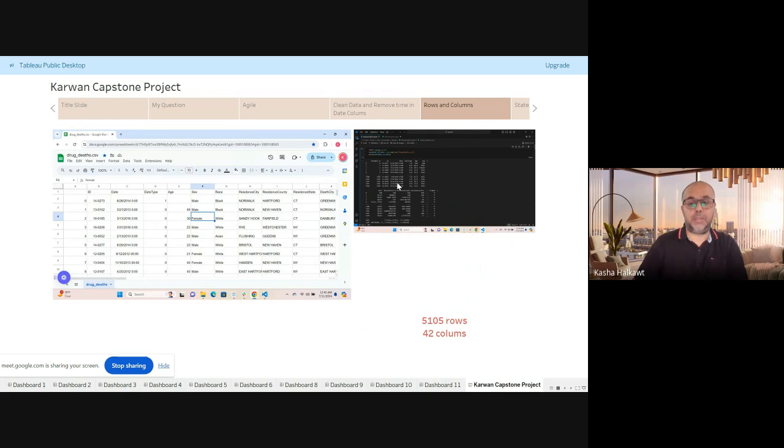I use Python here to read my Google Sheet. I converted my Google Sheet to the CSV file. I save it in my laptop. I bring it to here.